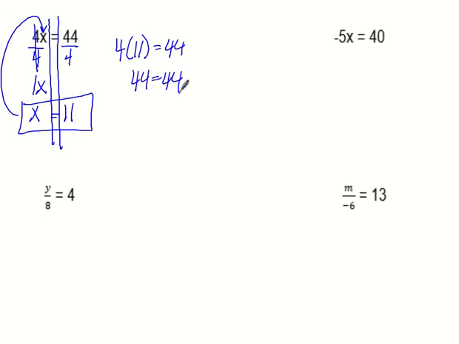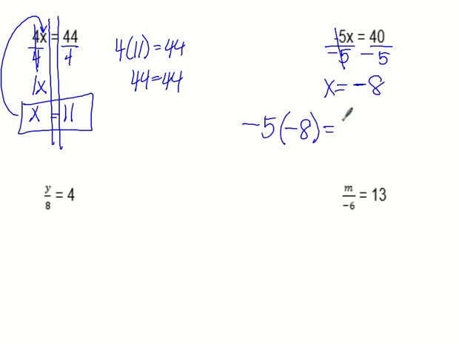Okay, and then again, so negative 5 times x, how do you undo multiplication? Division. And then what do you divide by? We want to get rid of negative 5, so we're dividing by negative 5. What you do to one side, you do to the other. X is equal to, then you have a positive divided by a negative is a negative. 40 divided by 5 is 8. X is negative 8, and then test it out. Negative 5 times negative 8, a negative times a negative is a positive, and 8 times 5 is 40, so it checks out.